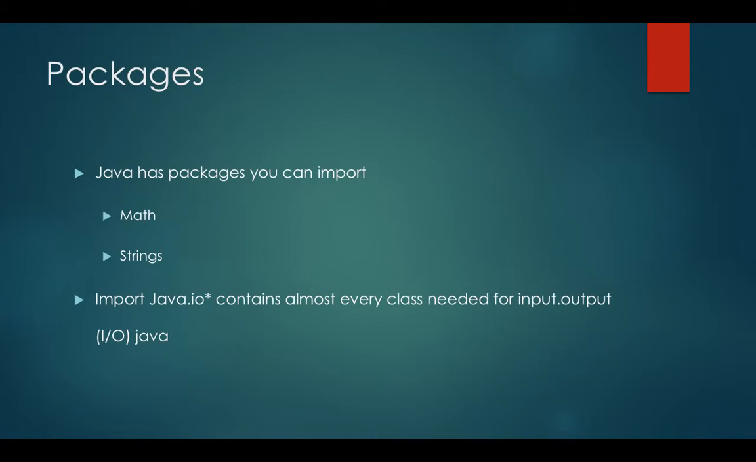So let's get started. We're first going to discuss the concept of packages. In Java you can import Java packages that will give you access to functions like math. Let's say you needed to find the square root of a number, or the log of a number. You would have to import a Java package to be able to do that, and same with strings. So you're going to need to know this for the future. One of the basic ones to import is import java.io, and this is going to contain almost every class needed for input and output methods in Java.